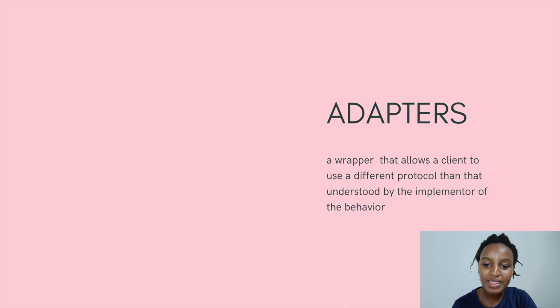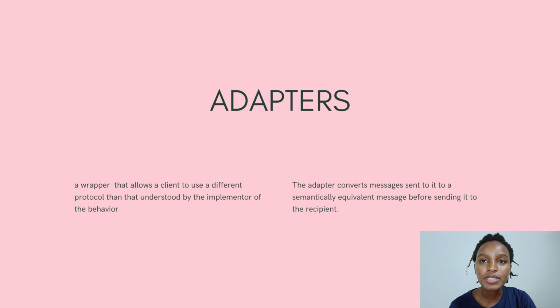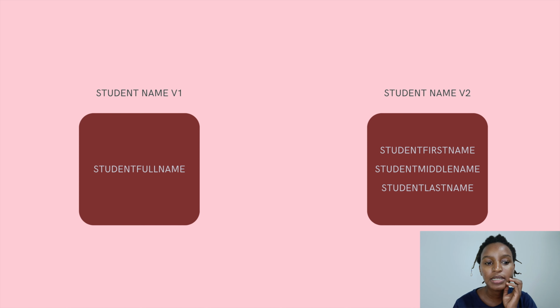This is a wrapper that allows a client to use a different protocol than the one understood by the implementer of the behavior. This adapter converts messages sent to it to a semantically equivalent message before sending it to the recipient. Let's look at an example here actually.